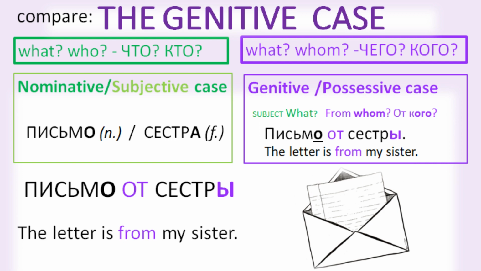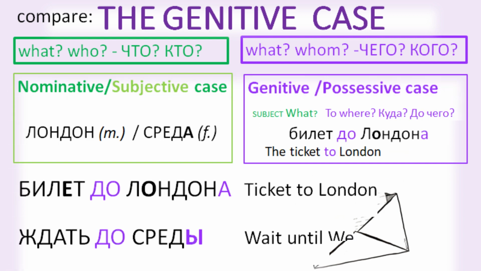Письмо от сестры. The letter is from my sister. От кого? From whom? От сестры. From my sister. Билет до Лондона. Ticket to London. Куда? To where? До Лондона. To London.